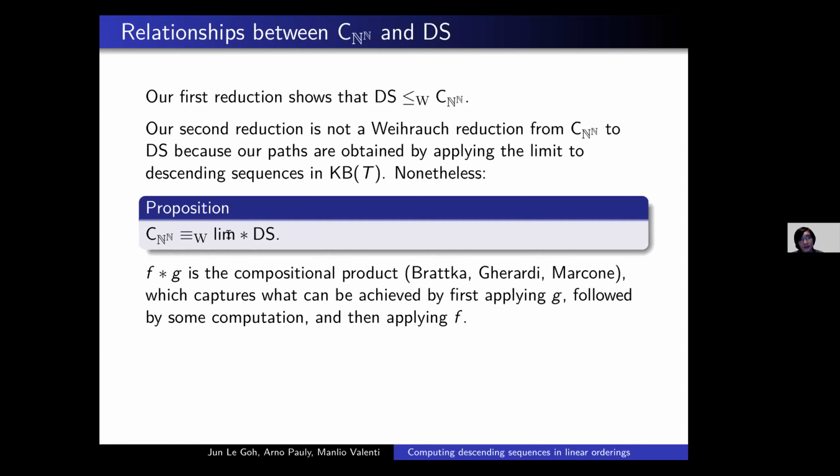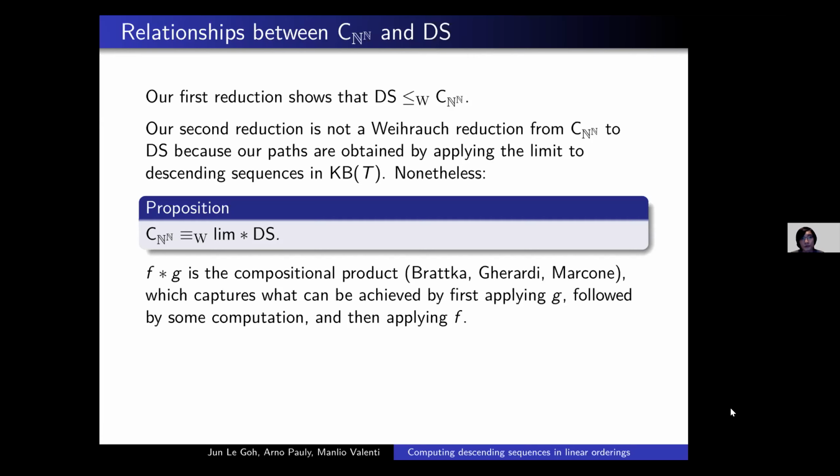So I need to tell you also how you do the reduction the other way. And let me just say that it is known that both lim and DS reduce to choice on Baire space. And also choice on Baire space is actually closed under this product. So that's how we get the reduction in the other direction.